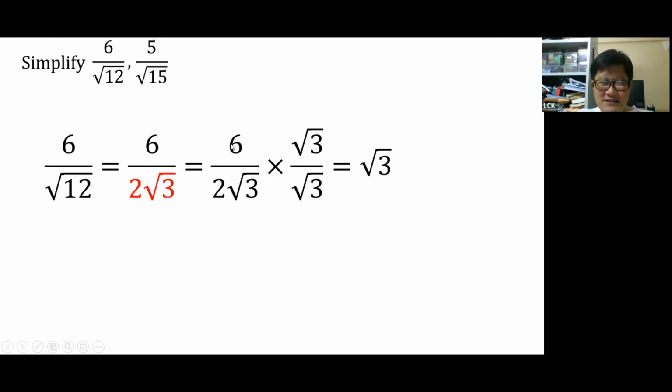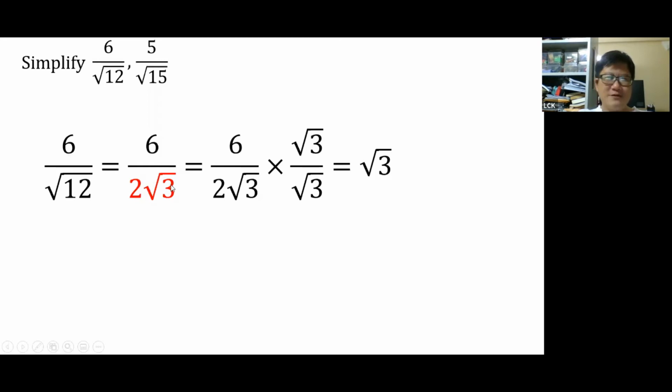And you will see that there's a 6 on the top. And this is 2 times, this square root 3 times square root 3 becomes a 3. So 2 times 3 is a 6. So the 6 at the top cancels out with this 2 times 3 here, leaving you just with the square root 3. Beautiful.